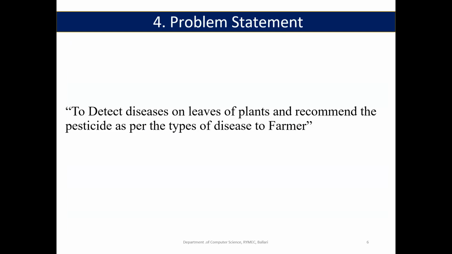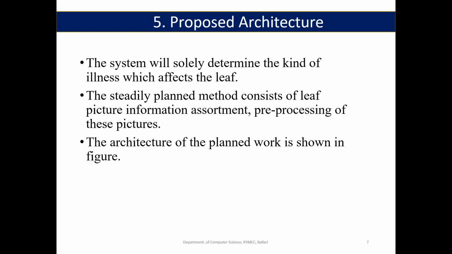Currently the farmer determines the type of disease manually. An error might occur in determining the type of disease. So farmers also have to spend a lot of time to detect the type of disease. This is how the problem statement is, and here we have the proposed architecture or system.